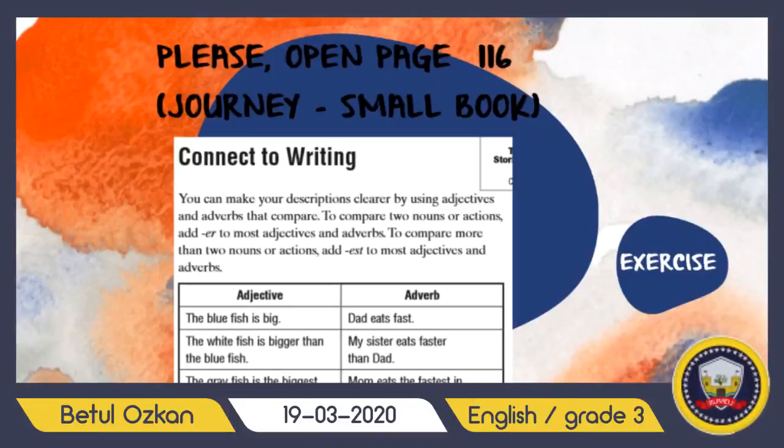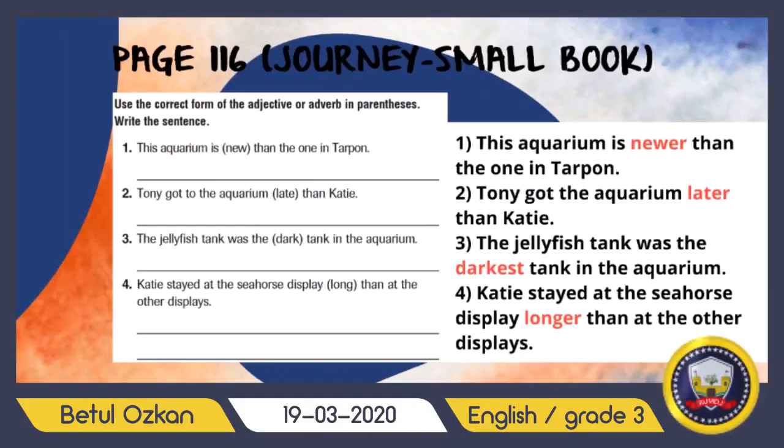Okay, if you are ready, let's move to the exercise. Please open page 116 from your Journeys small book. If you are ready, let's talk about them. It says, use the correct form of the adjective or adverb in parentheses, write the sentence.